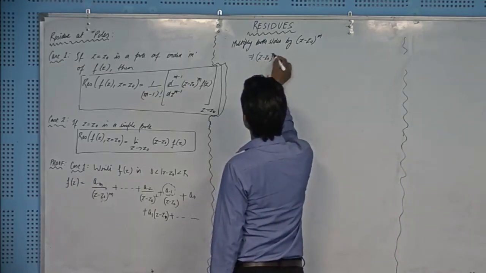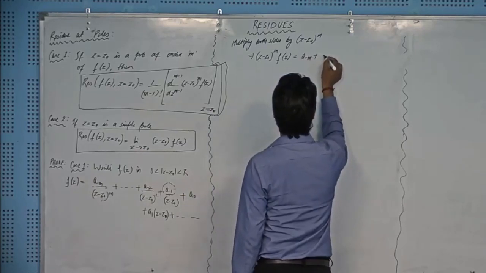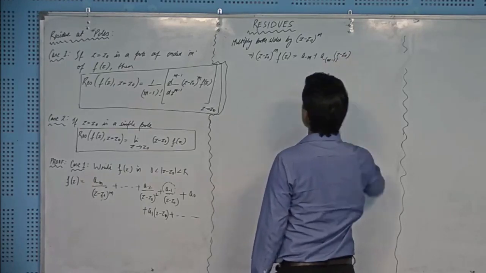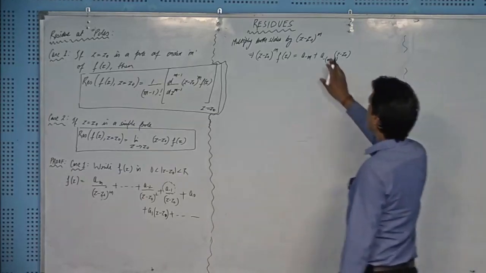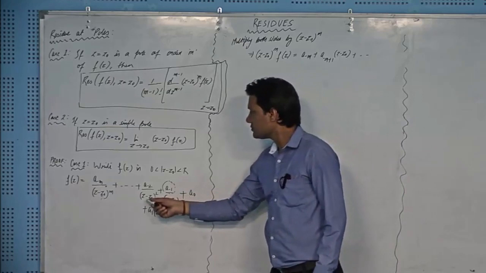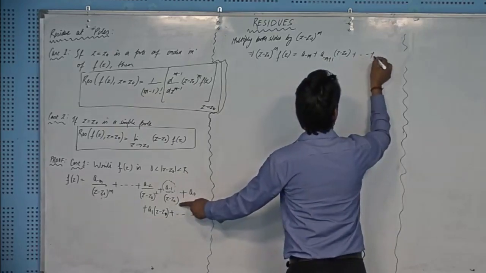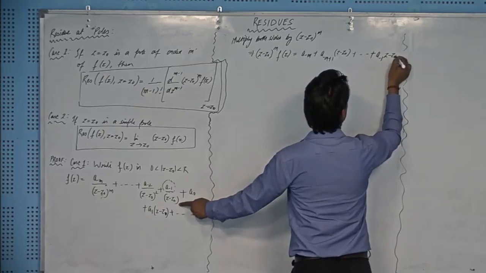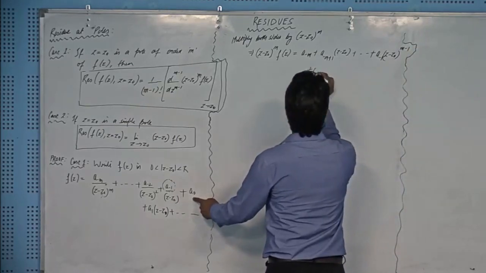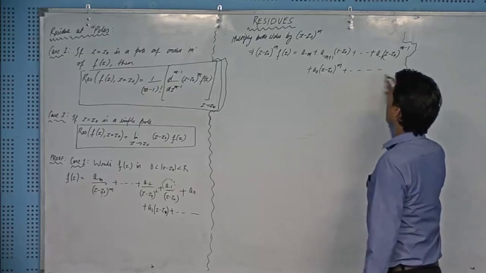Multiplying by this function, you will get (z minus z naught) to the power m times f(z) equal to, this will become a minus m, right? Another term will be a minus m plus 1, and we will have z minus z naught to the power 1 there, right? And then this term will become a minus 2 (z minus z naught) to the power m minus 2, and this term will become a minus 1 (z minus z naught) to the power m minus 1, right? And the rest of the terms will contain positive powers of z minus z naught.